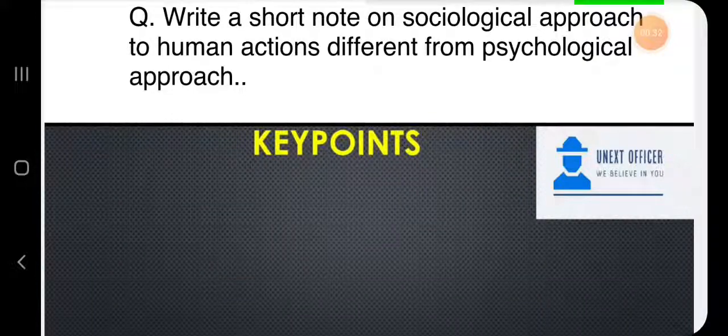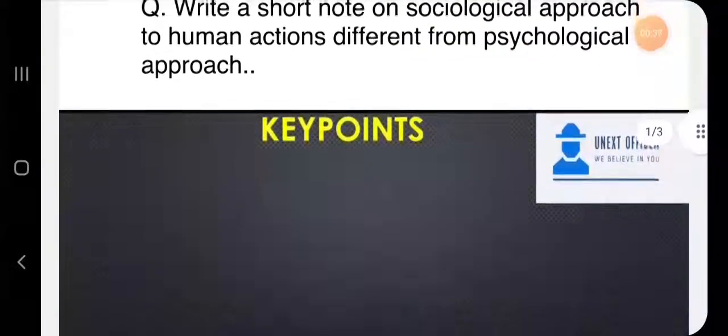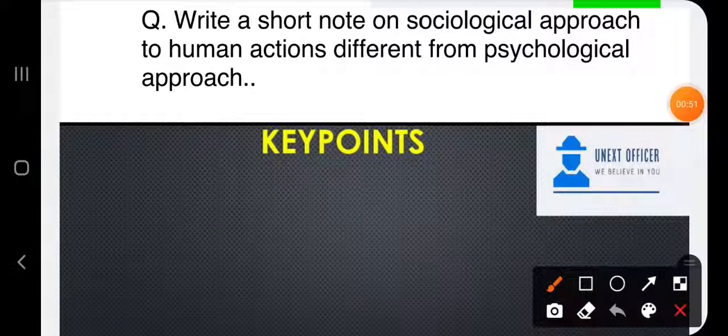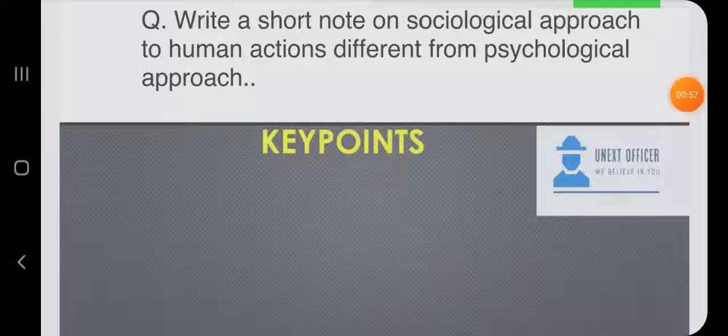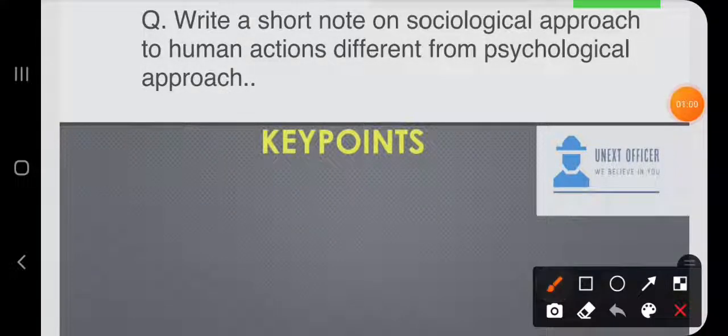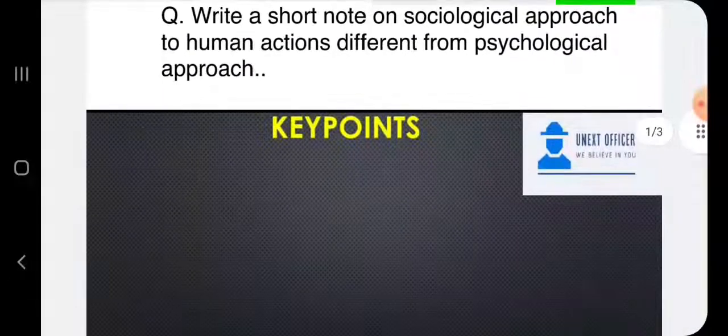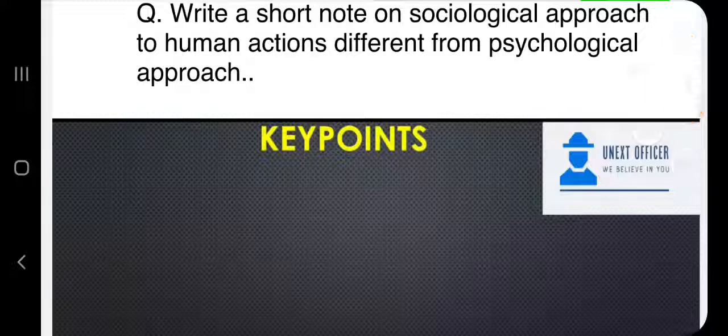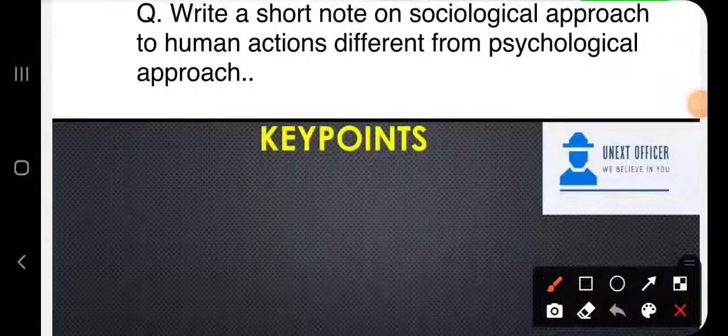So let's begin. Today is day 8 and today's question is: write a short note on the sociological approach to human action, different from the psychological approach. In this series, we are comparing sociology with other subjects and showing that sociology has a wider scope, as it is linked to other subjects too. This is our objective in understanding sociology.